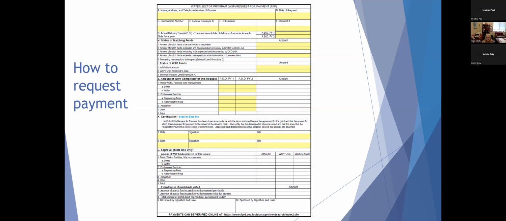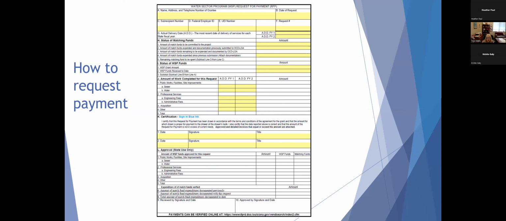And then number 5 is a calculation that is made in the form. Under section I, status of water sector program funds, you enter your grant amount on number 1, and then you would enter any funds that you have received or requested up until that date, and then 3 subtotals in the form. Under J, you're going to be putting the amount of funds that you're requesting from our office.